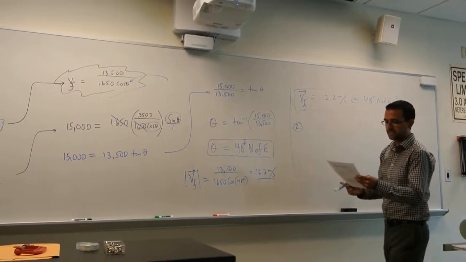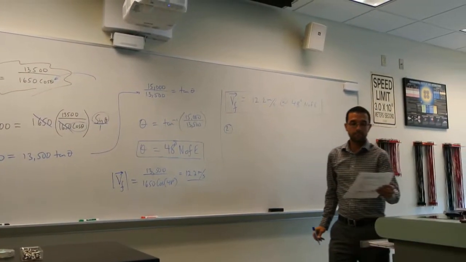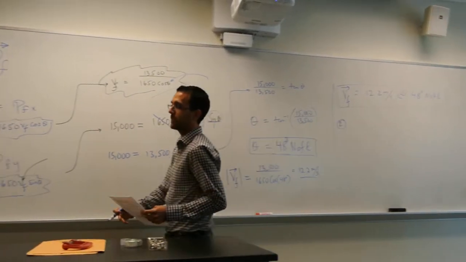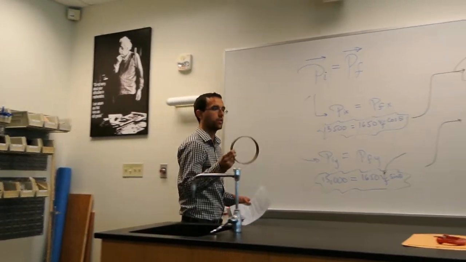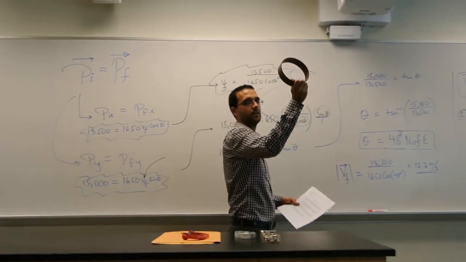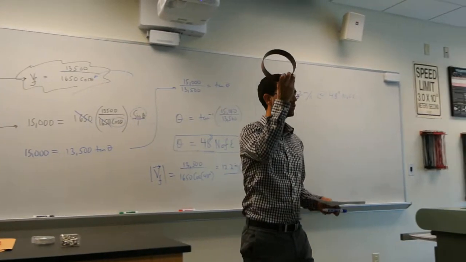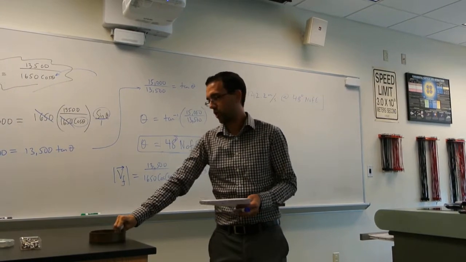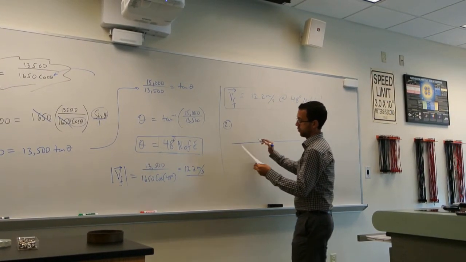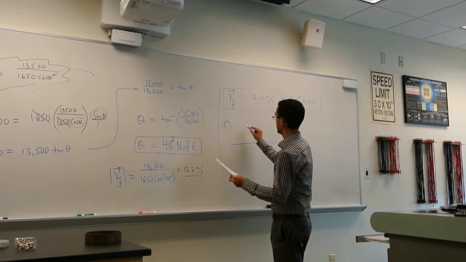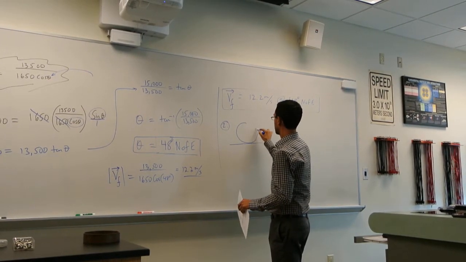So number 2, this one says a hoop. And by a hoop, what they're specifying here is basically one of these guys. This is what I called in the class a ring, right? So we have a hoop that's rolling without slipping along a horizontal surface. Okay, so it looks like this.